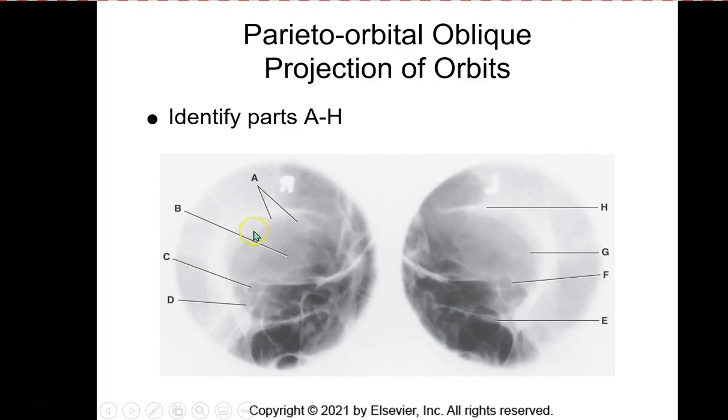So A, of course, is the top of the orbit. That's our frontal bone. B is sphenoid. C, that is what we're looking for in the Rees projection. We're looking for that little optic foramen. D is the superior orbital fissure. E, switching gears over here, is the infraorbital margin, or the bottom of the orbit. F is the sphenoid strut. G is the lateral orbital margin, or the lateral wall of our orbits, and H is the supra, or superior orbital margin.